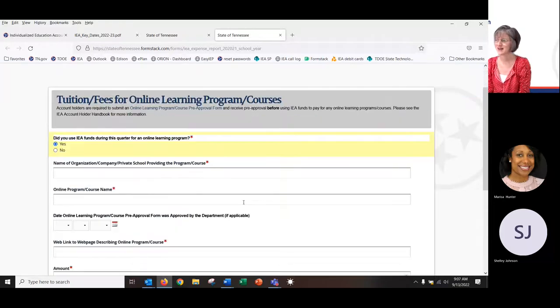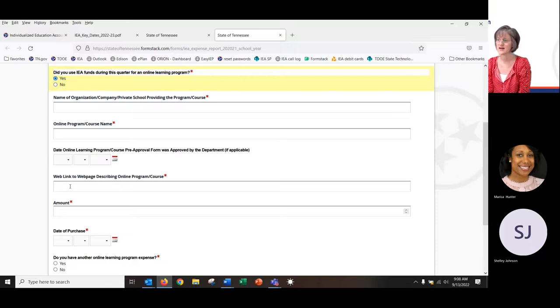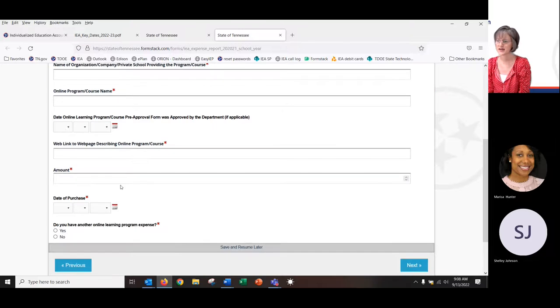You would enter the name of the company or the school that was providing that course, the name of the course, when you got pre-approval for that course. So you would go back and find that information in your email when Shelly would have emailed you back about your pre-approval. You would give us the web link about that course, how much you paid for it, the date of purchase, and then you've got the option to open up more fields to be able to enter more if you had more than one course.